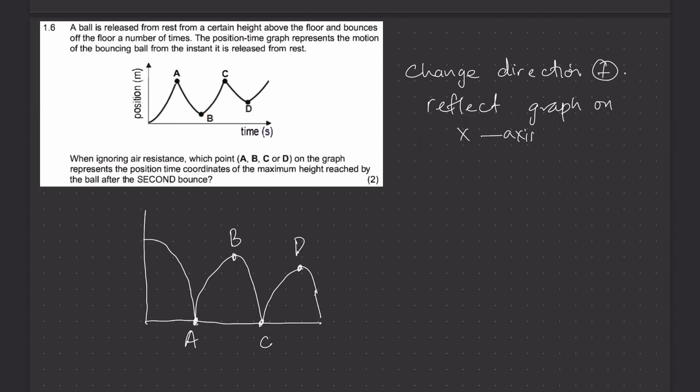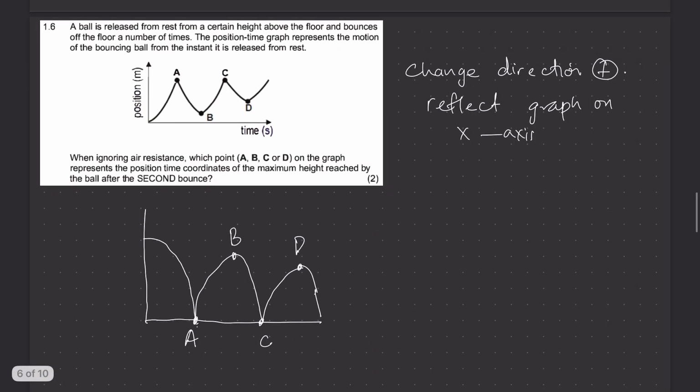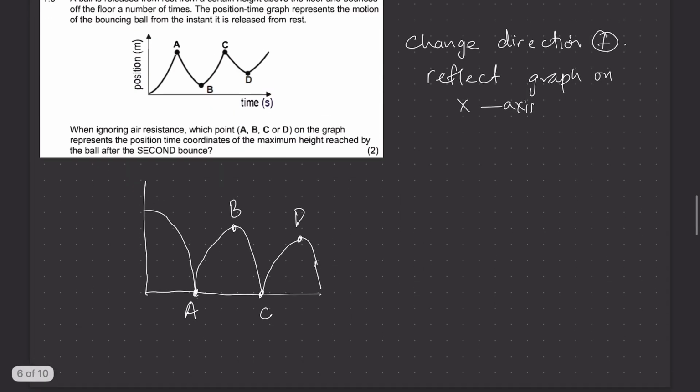The object goes down, it hits the ground at point A. Then it bounces, it reaches point B, which is the maximum height. Then it hits the ground at point C, then it goes back up, reaches maximum height. So they want to know after the second bounce. So this is the first bounce, that's the second bounce. After the second bounce, the maximum height it reaches is D. So the answer is D.